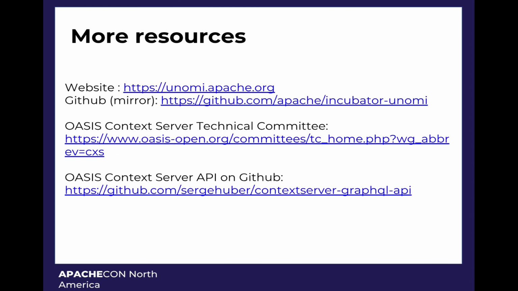Of course, the resources: the website, unomi.apache.org, the GitHub mirror. Don't hesitate to do pull requests. We'll look at them as quickly as we can. If you're interested in the technical committee, the context server technical committee, I have the link here. And last but not least, the specification. This is the GraphQL specification. It's on GitHub, so feel free to go have a look at it. We're hoping to release the final version of the spec by the end of the year.